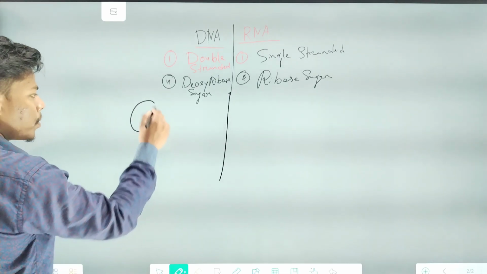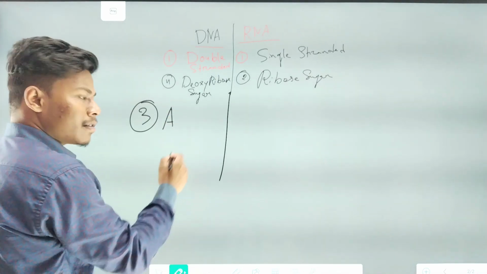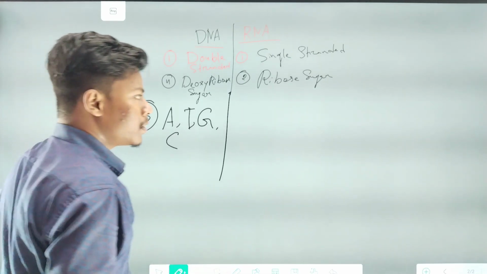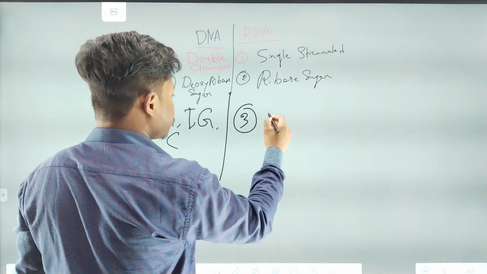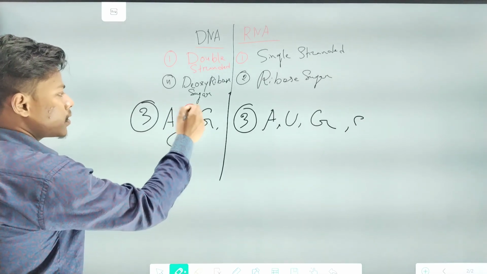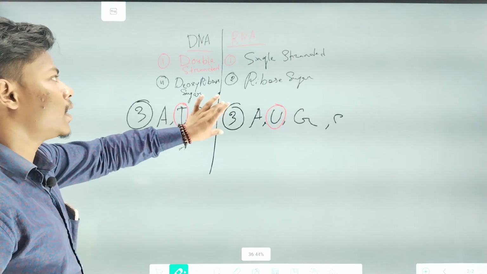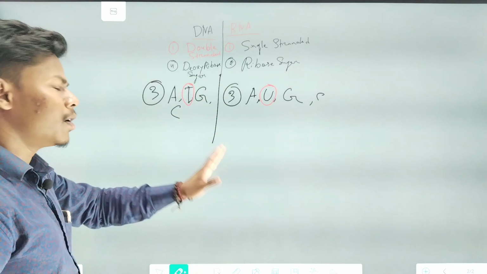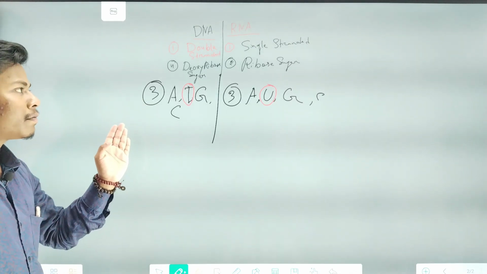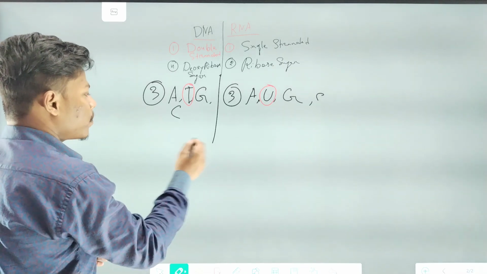Next one is the nitrogenous bases. DNA has adenine, thymine, guanine and cytosine. I will discuss what adenine, thymine and guanine are in my coming videos. And your RNA contains adenine, uracil, guanine and cytosine. This T is absent, that means thymine is absent in case of RNA, and uracil is absent in case of DNA. This is another difference between DNA and RNA. Why this is happening, I will discuss.